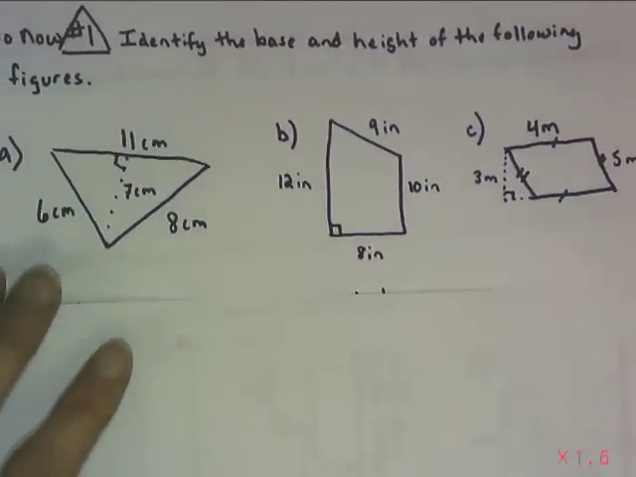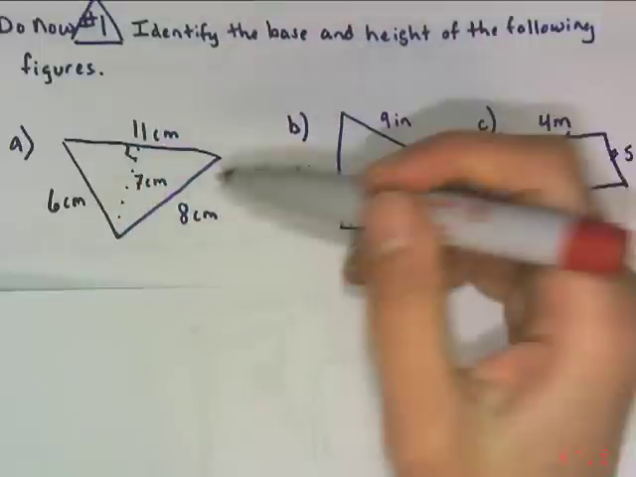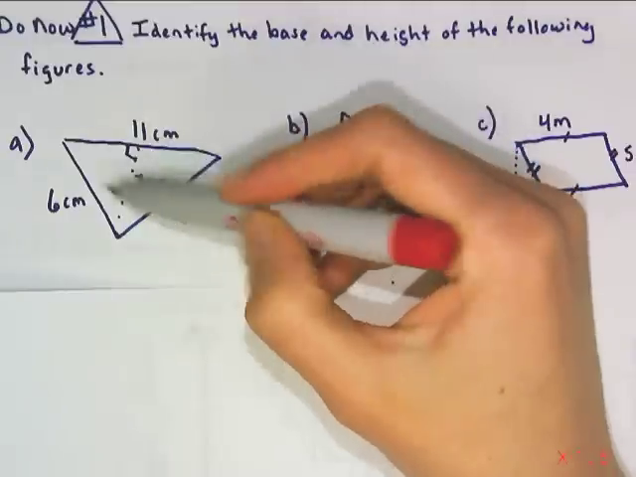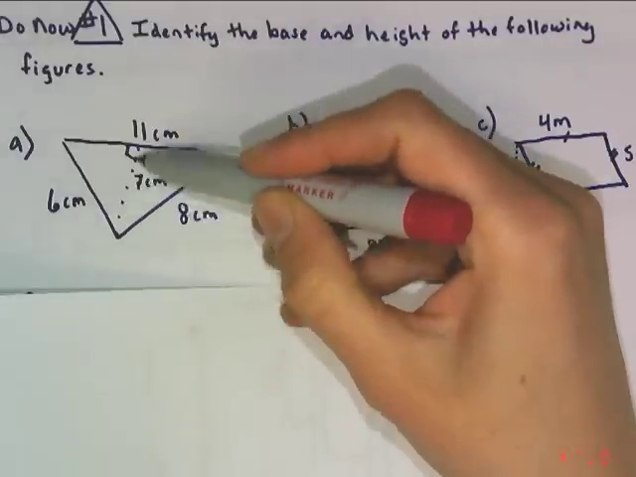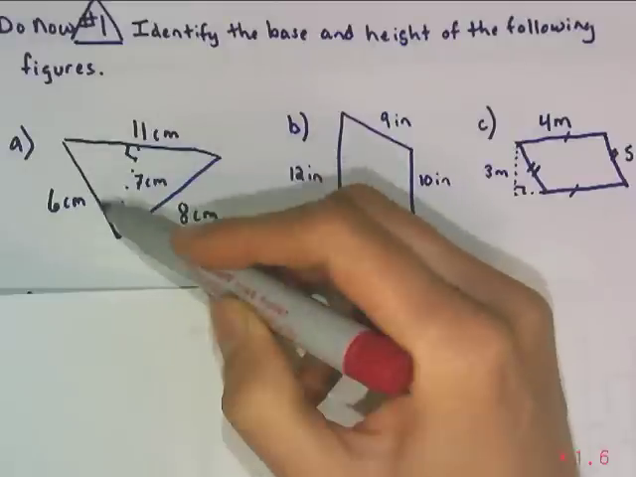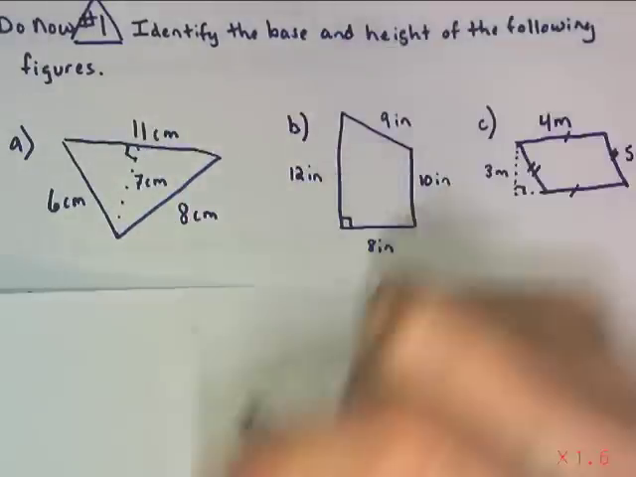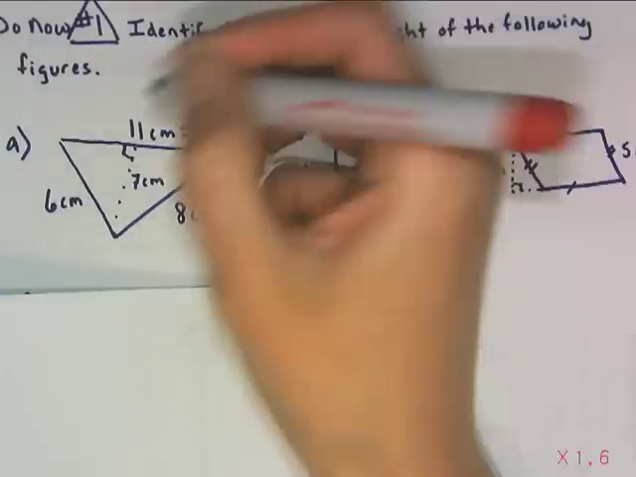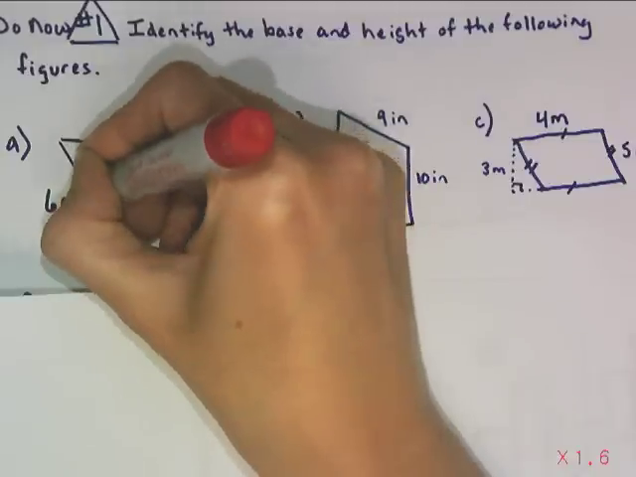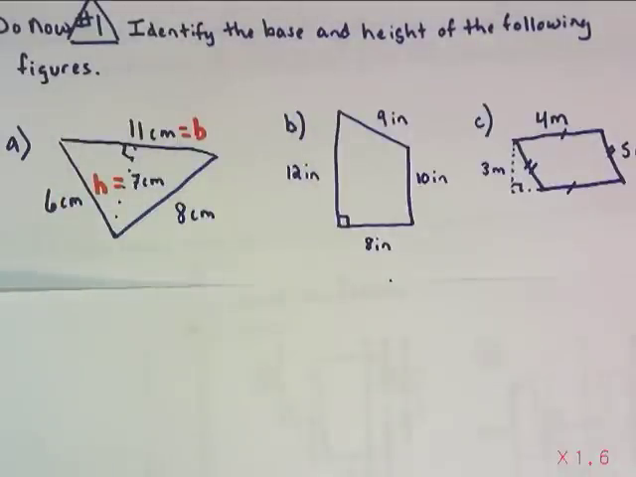And I want you to identify the base and the height of the following. All right? So on example A, the only two line segments that I have that are clearly marked as being perpendicular are 7 and 11. Even though 6 and 8 may look like they're perpendicular, 7 and 11 are the base and the height. So it doesn't exactly matter which you label as the base and which you label as the height. But again, height is typically the one that is dotted.